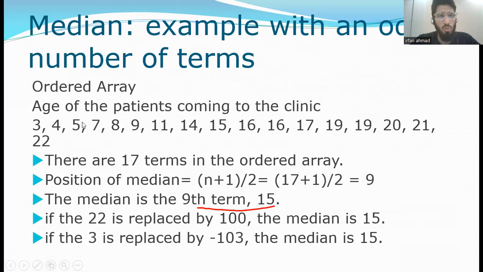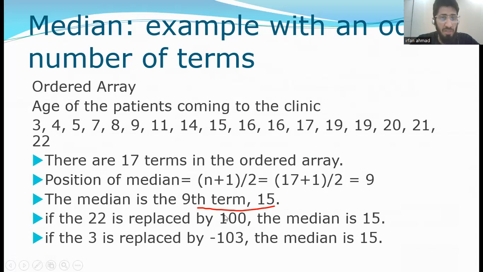1, 2, 3, 4, 5, 6, 7, 8, 9. So the median is the ninth term, which is 15. 15 is the median, not the 9. This is not 9, but the ninth number of observation, because you take the number of observations and then divide by 2. So the value at the ninth position is your median.